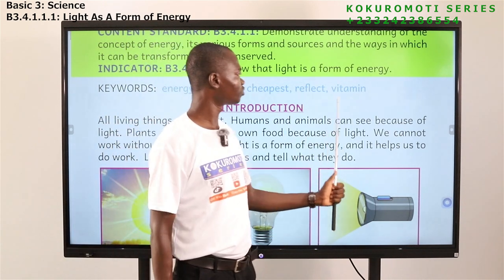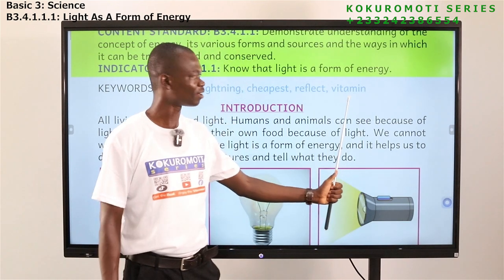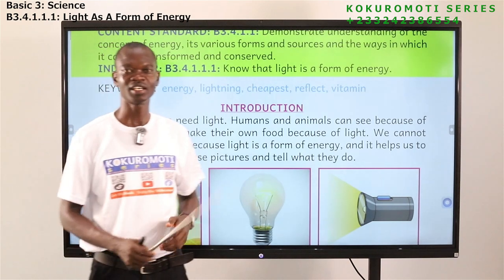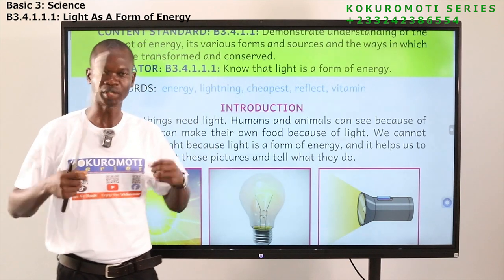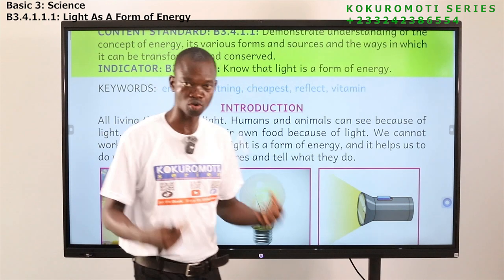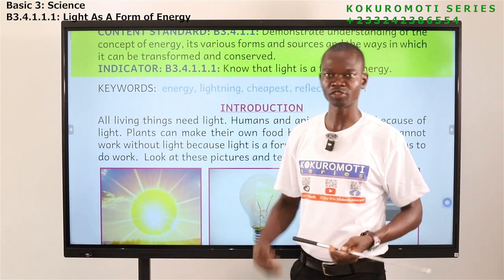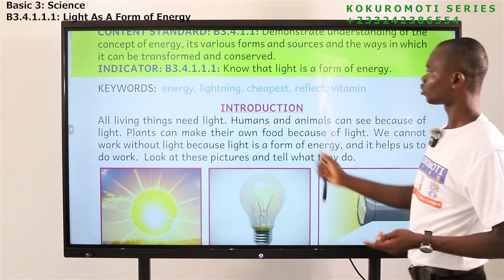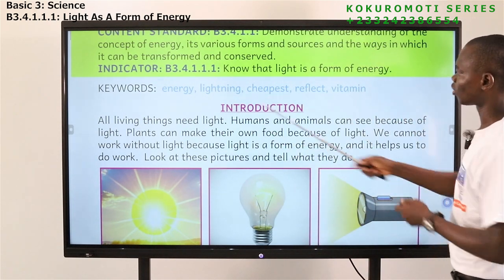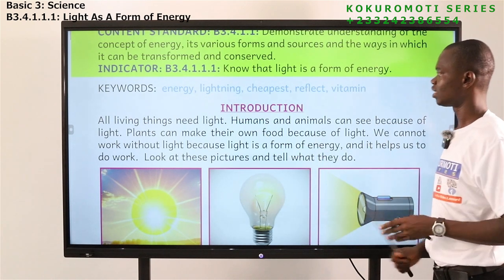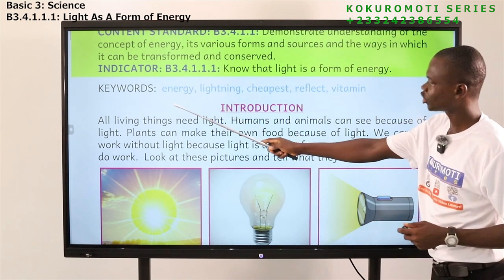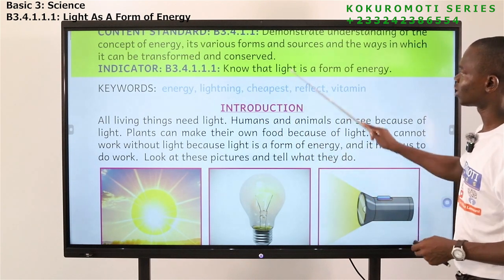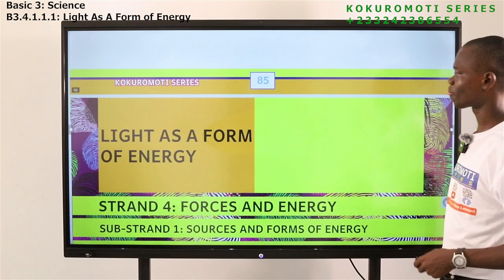The next word is vitamin. We have seen this word before, and I explained that a vitamin is something the human body needs. We need vitamins to grow healthy. We get vitamins from the food that we eat, and we get vitamin D from the sun. These are the key words we are going to see: energy, lightning, cheapest, reflect, and vitamin.